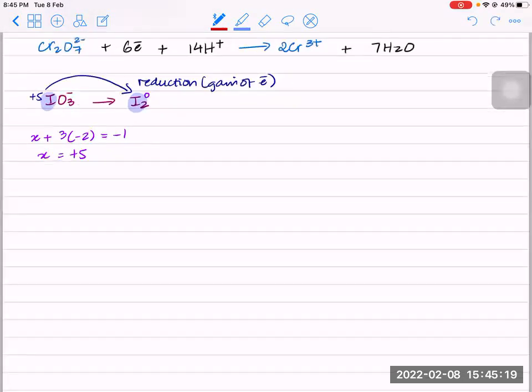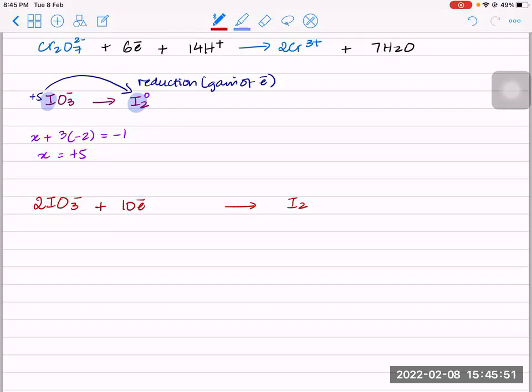First thing, you balance the element that is changing the oxidation number. You have 2 iodine here, so you put a 2 here. Now this is undergoing reduction, we know. Reduction is the gain of electrons. And we know it's going from plus 5 to 0. That means it must be gaining 5 electrons. So each I gains 5 electrons. How many do we have? 2. So that must be gaining 10 electrons.